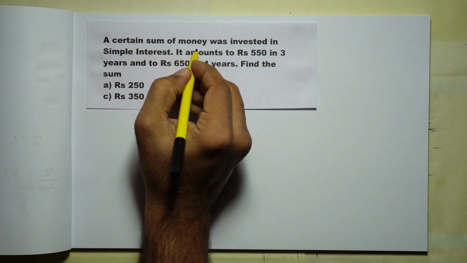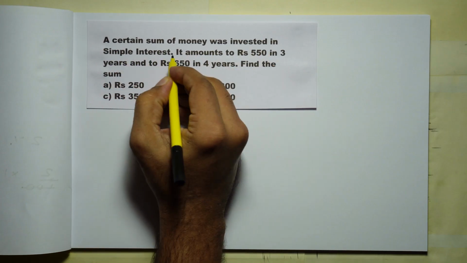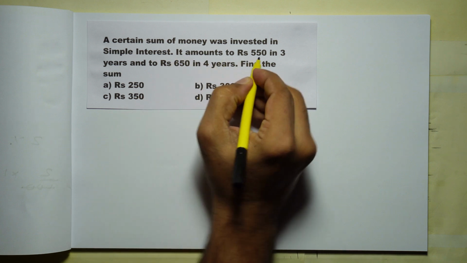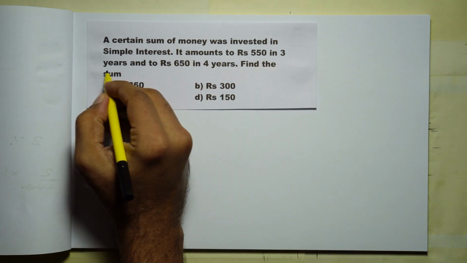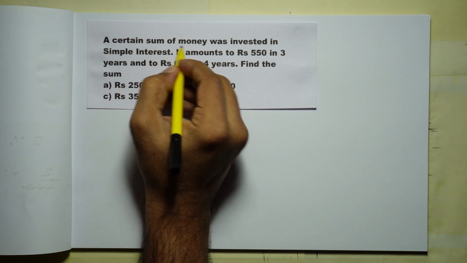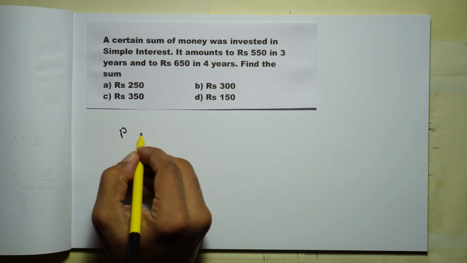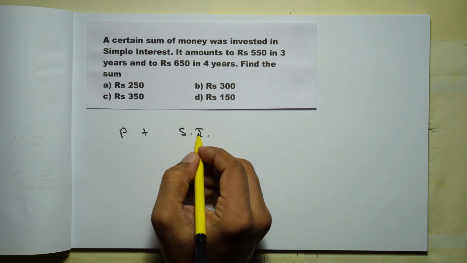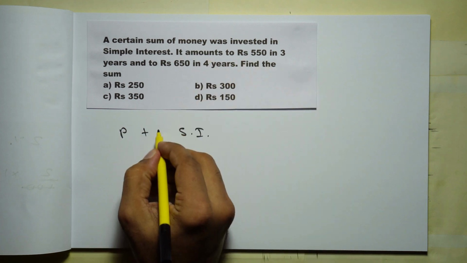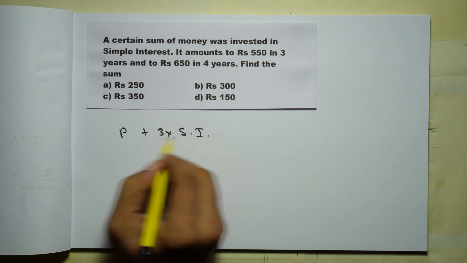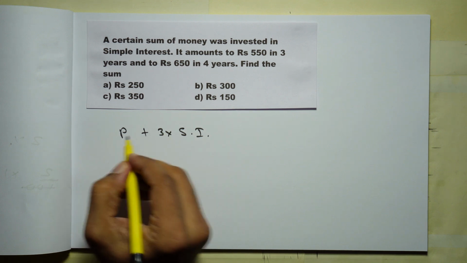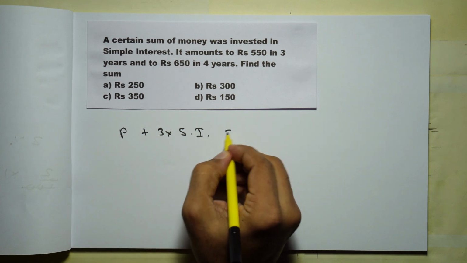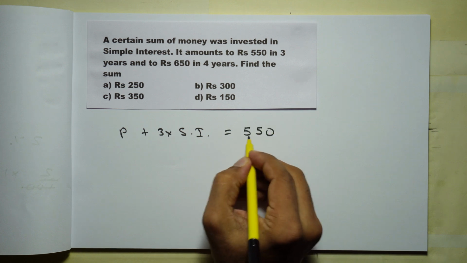A certain sum of money was invested in simple interest. It amounts to rupees 550 in 3 years. So the certain sum of money, that is the principal. Now the simple interest that you get every year, I'll just mark it as SI. Like that for 3 years. So this will be the amount at the end of 3 years. Principal plus 3 years simple interest, and that is equal to 550.